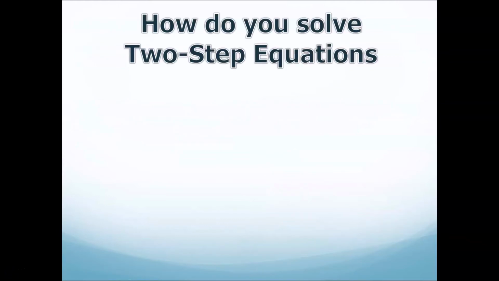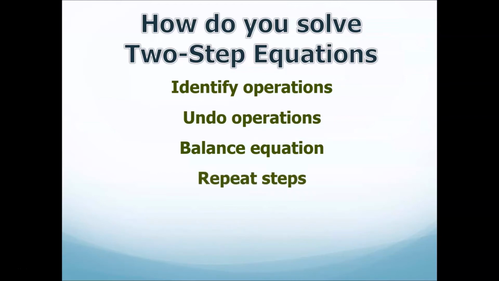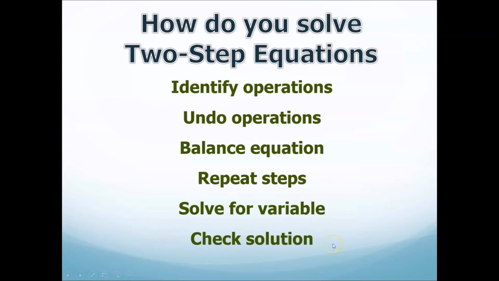How about two-step equations? Now let's see what are the different steps that we need to do in order to solve a two-step equation. First, we identify the operations. Next, we have to undo the operations. Third, we have to balance the equation by doing the same to both the left and right side of the equation. Fourth, we have to repeat the steps and solve for the variable. And finally, we have to go back and check if our solution is correct.